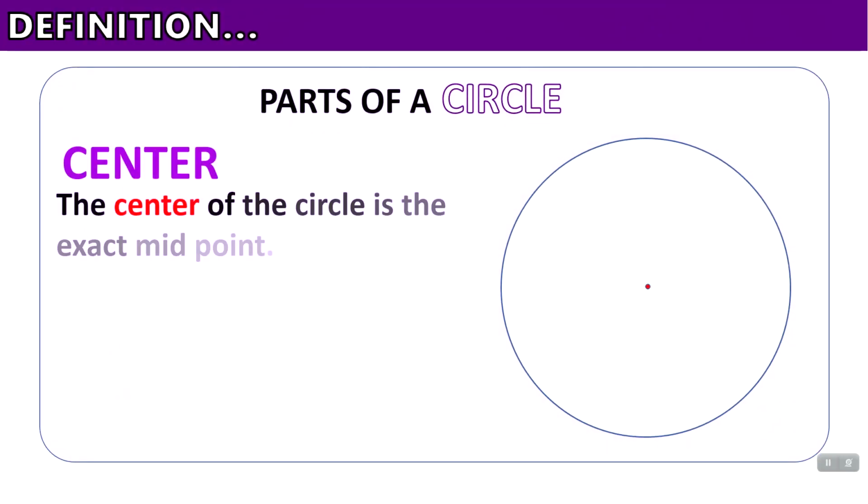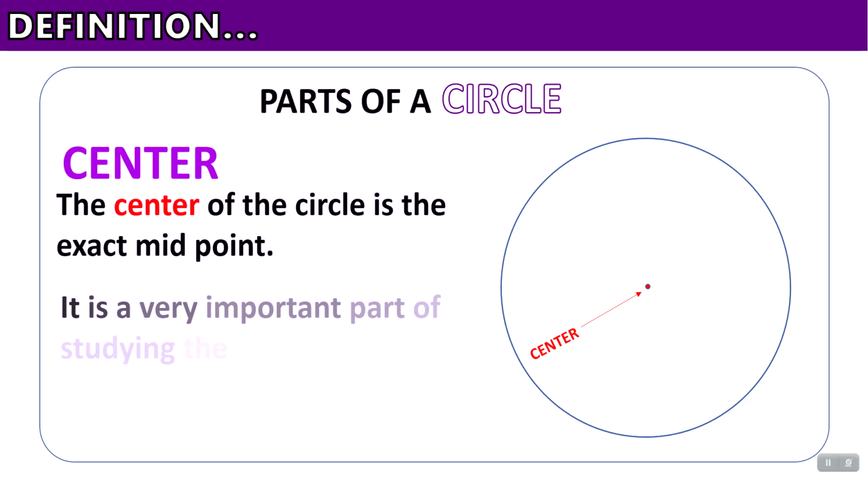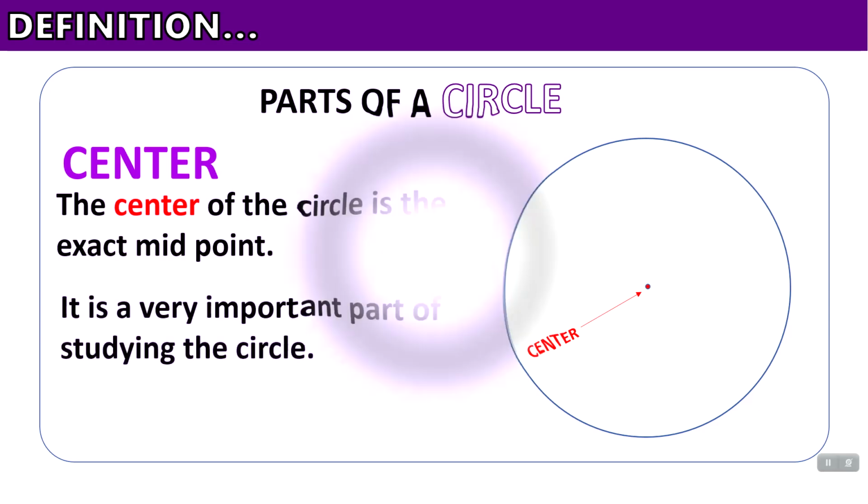The center of a circle is the exact midpoint of the circle. There it is, the red dot right in the center. It is a very important part of studying the circle.